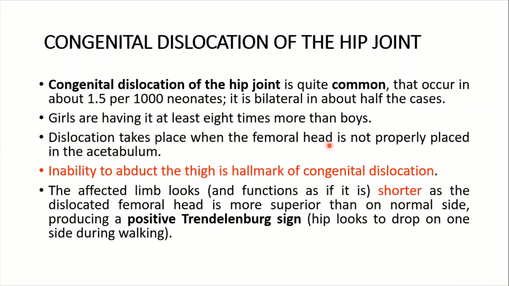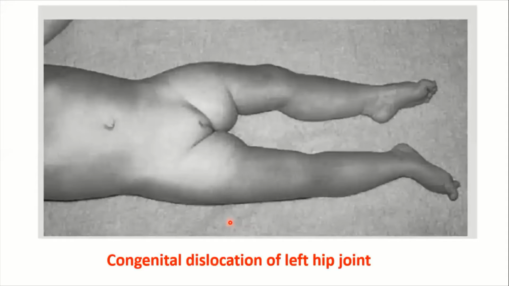Dislocation takes place when the femoral head is not properly placed in the acetabulum. Inability to abduct the thigh is the hallmark of congenital dislocation, right? Whenever there is a congenital dislocation, the neonate cannot abduct the thigh. The affected limb looks and functions as if it is shorter, as the dislocated femoral head is more superior than on the normal side, producing a positive Trendelenburg sign. The hip appears to drop on one side during walking. I will discuss the positive Trendelenburg sign in detail with a picture.